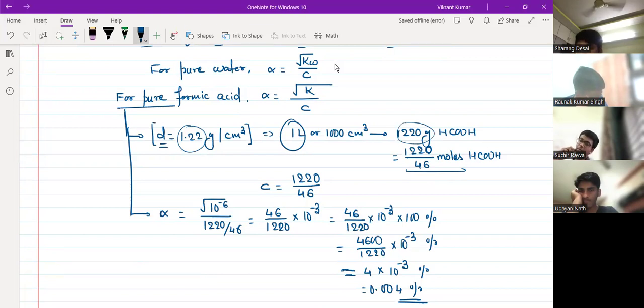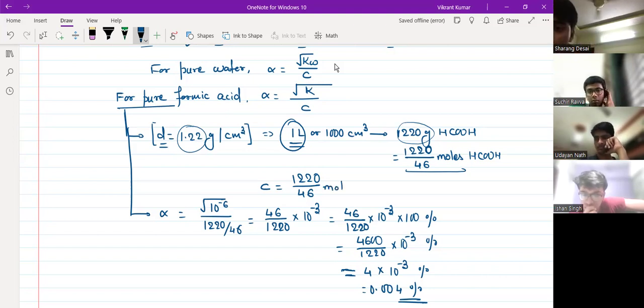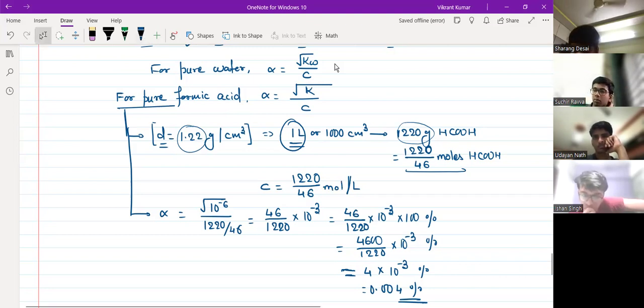Now these many grams will have how many moles? So these many grams upon molar mass, so 1220 upon 46 moles are present in 1 liter. And what is the definition of molarity? Moles of that substance upon the volume of the solution, right? So that's why we'll write 1220 by 46 mole upon 1 liter, and that is this much mole per liter. And that's why this is the value of C. Is it okay? Any doubt?